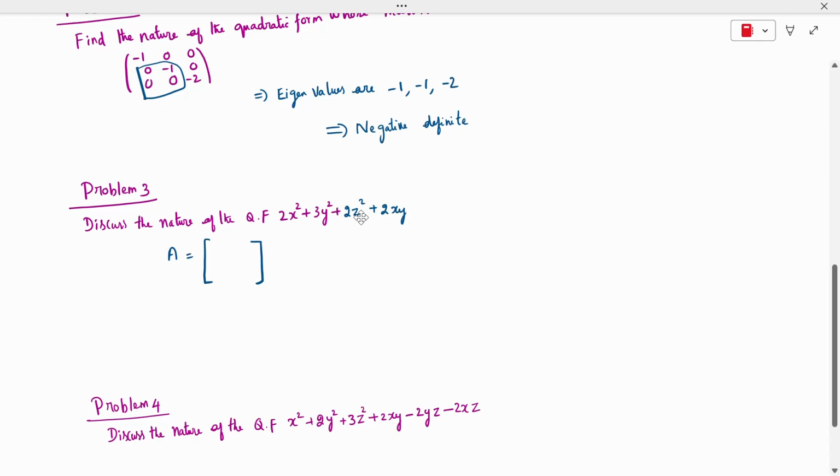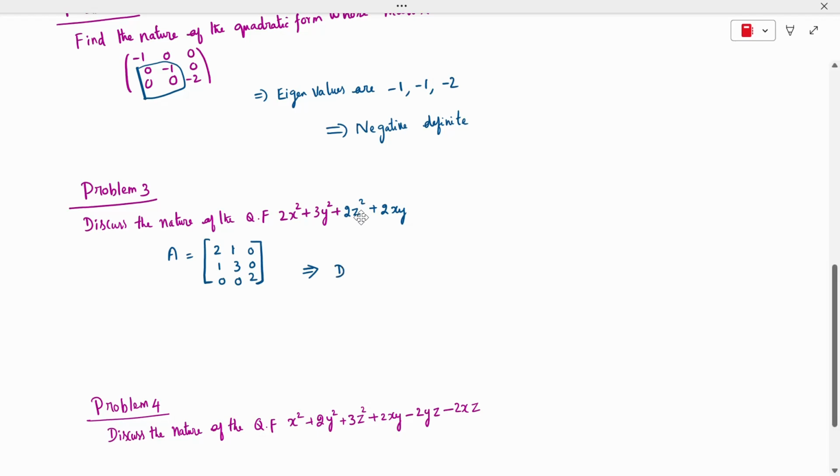So now when I write the matrix format, it is 2, 3, 2. Xy is nothing but half of the element, 1. Remaining elements are not given in the question, so we fill them with 0. So this is our given A matrix. From the given A matrix we can find out the nature. So now this is the quadratic form, like the given A matrix is the quadratic form.